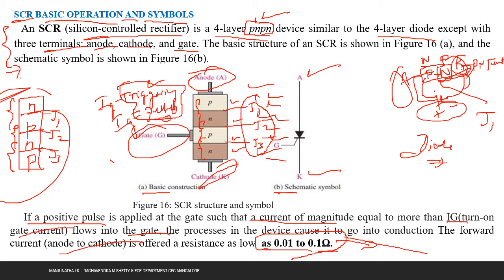If you are not taking the help of gate pulses or gate current, we are still able to break down, but it needs more time or more voltage connected between the anode and cathode. The resistance offered by junctions J1, J2, J3 is very large, and this resistance value of 0.01 to 0.1 will be increased. It may be more than 0.1 ohm when we are not considering gate current. We'll discuss that in detail in the next slide.